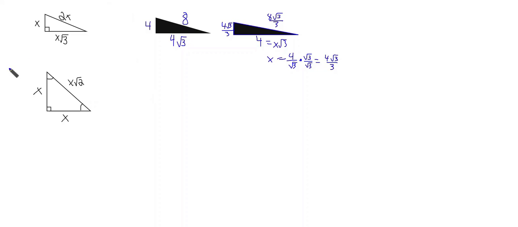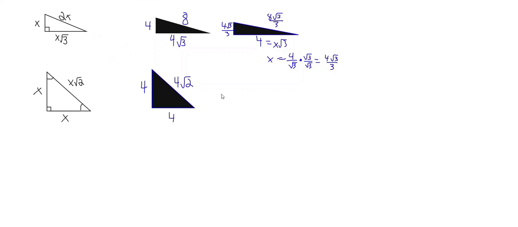So let's take a look at the 45-45-90 triangle for a sec. Okay, if we have a 45-45-90 triangle, and this side is, let's say, 4, then this side is also 4, and this is 4 times the square root of 2. It's pretty easy.